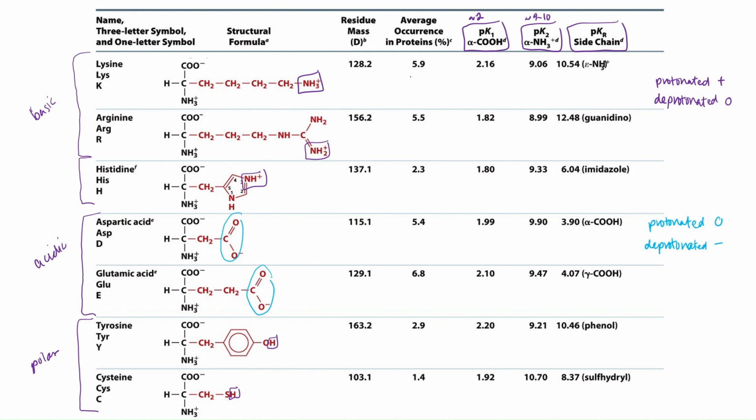And then that brings us to our polar side chains. So the polar side chains, I already pointed out to you which hydrogens are lost from those side chains. It's the hydrogens on the hydroxyl and the sulfhydryl groups, and those are a little bit more like the acidic ones. When they're protonated, they have no charge, and when they're deprotonated, they have a negative charge.